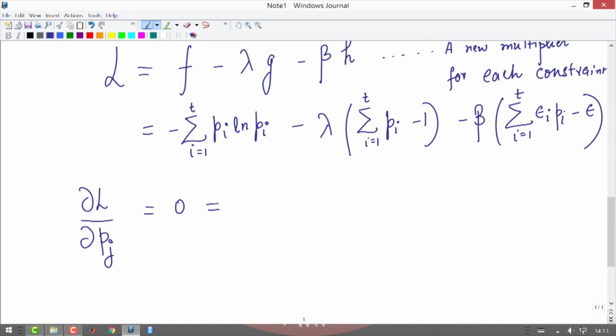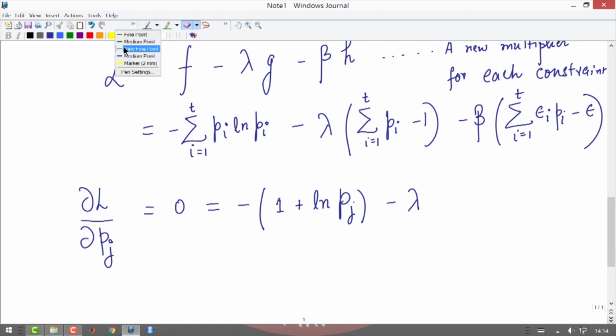So, you can see the first term of the Lagrangian, only the term Pj when i equals j will contribute, and that simply gives minus of 1 plus ln Pj, and the second term would give minus of minus lambda into 1, which is just plus lambda, and the final term would give minus beta into epsilon j, because only the i equal to j term will contribute there, and epsilon is anyway a constant, so the derivative of the last term with respect to Pj is 0.